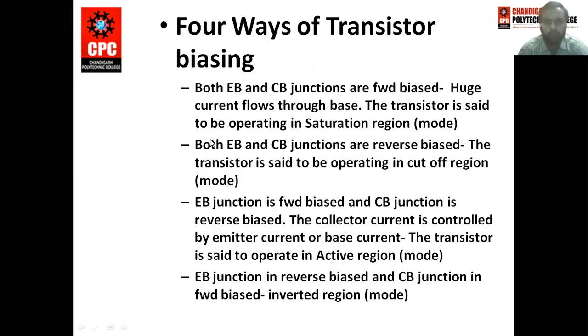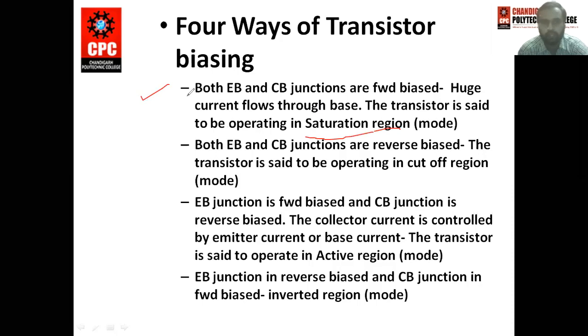There are four types of biasing circuits, that is, four types of regions. First is saturation.